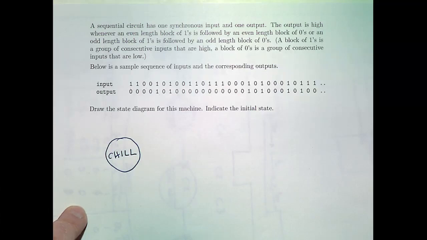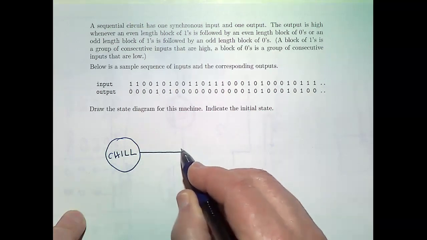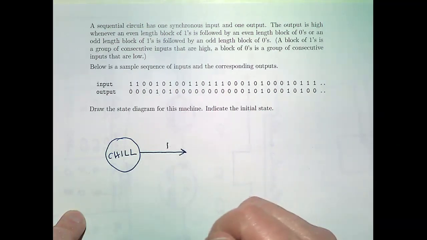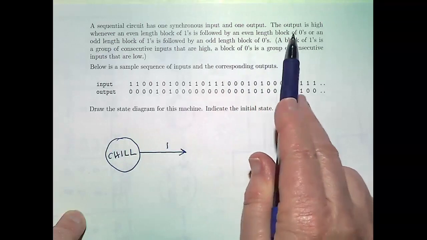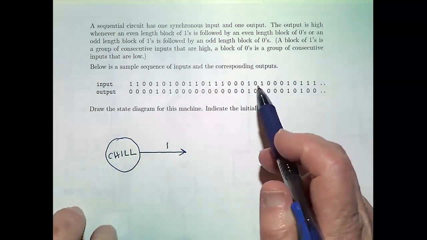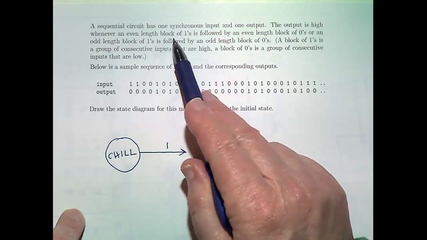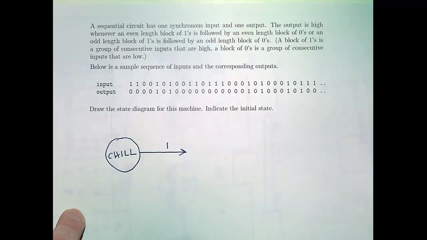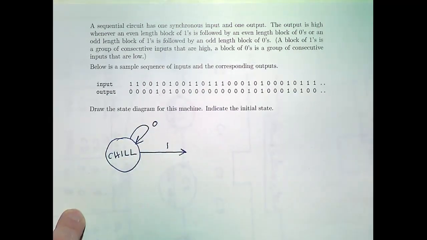What should we do at the very beginning? You get a 1, you go to the odd state, and you output a 1 on the odd. Really? But I need an even length block of ones followed by an even. Misread the beginning. So zeros, since I first have to have a block of ones, any zeros at the beginning are useless, right? So nothing's going to happen.